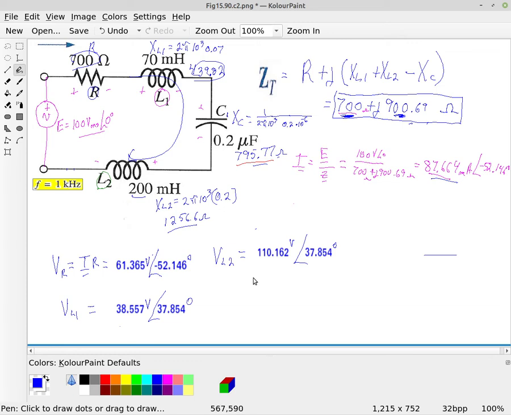All right, now I do want to point out something while we're looking at it. We only started out with 100 volts, and yet VL2 actually has 110 volts over it. Okay? So that is okay, because remember what we're doing here.